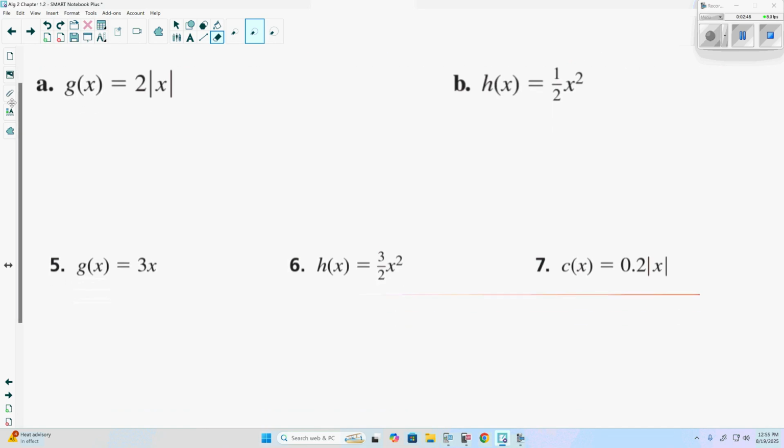So we look at this first one here. G of x equals 2 times the absolute value of x. Well, the parent function that it goes with is absolute value. And absolute value kind of gives itself away because as we're reading it, we have to say absolute value to be able to read it.